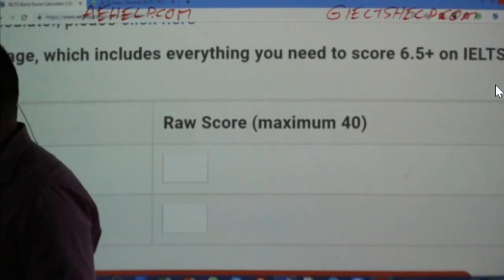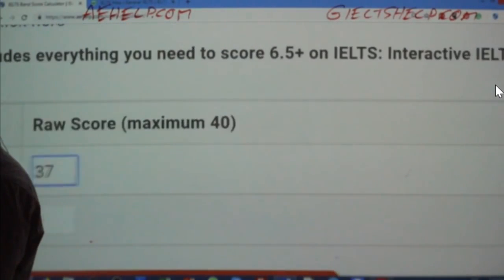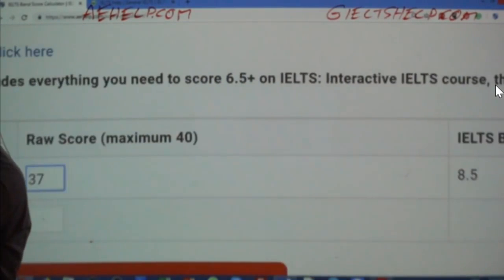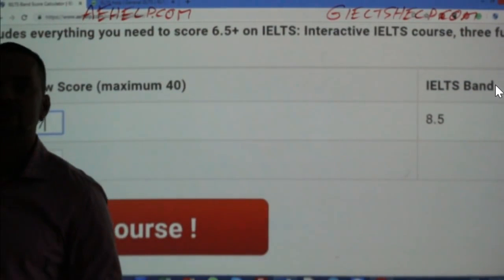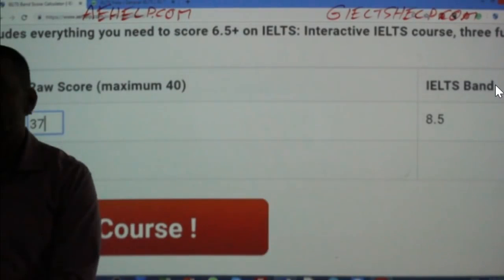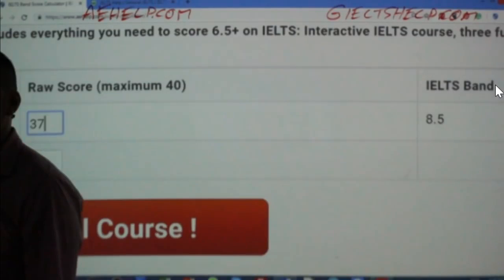37, like Sana, then we can write in 37, and it will give us the IELTS band score of 8.5. Okay, so a 37 would be an 8.5. This is just a quick converter, all right? Nirdesh, 32. I'll check that out.